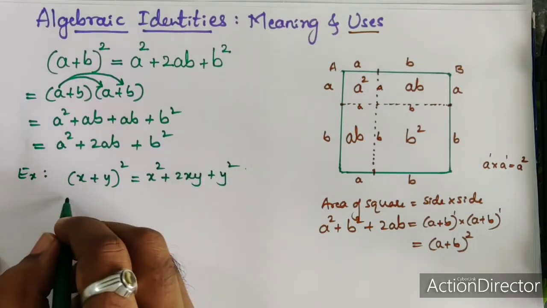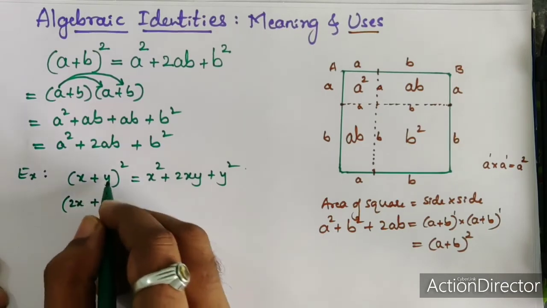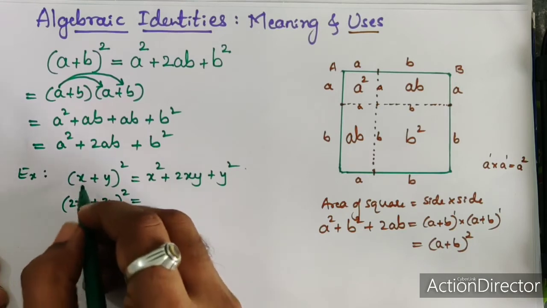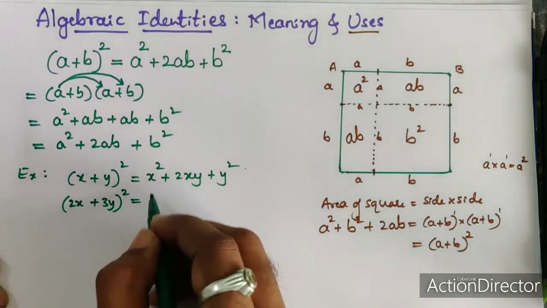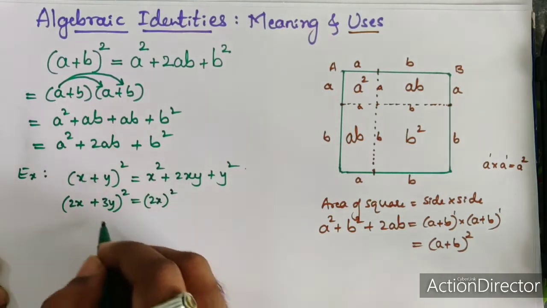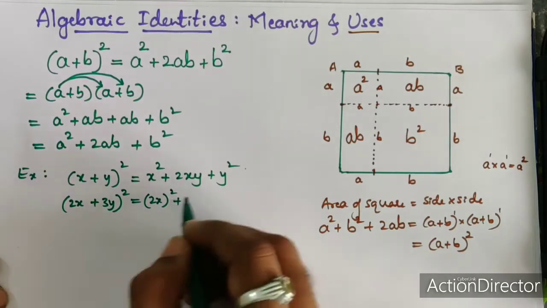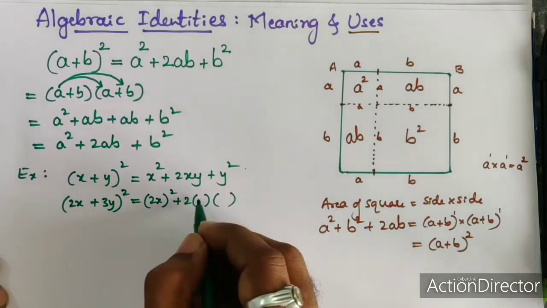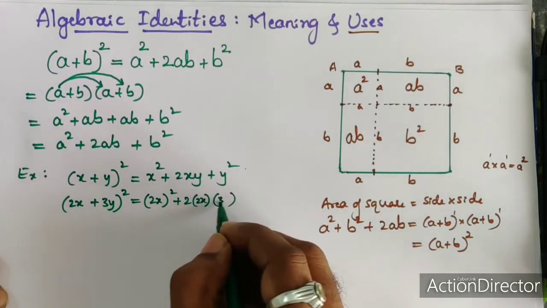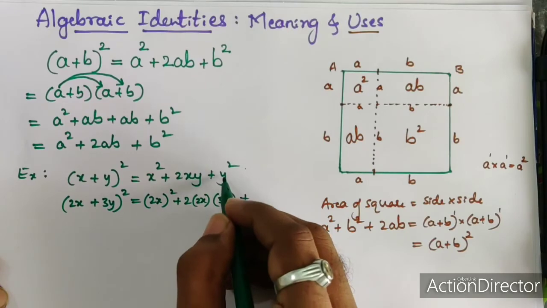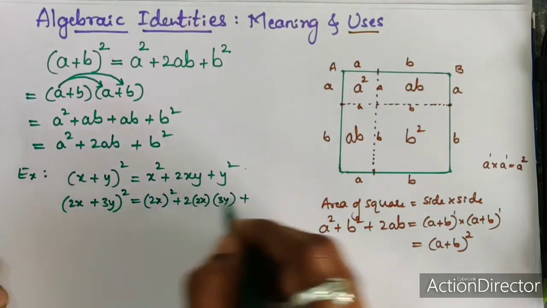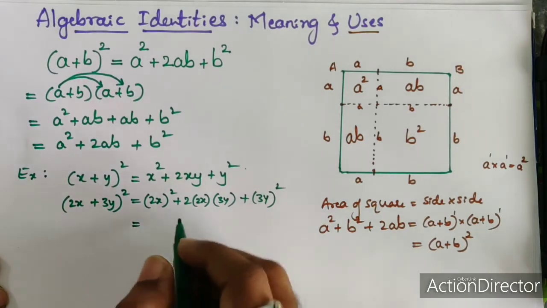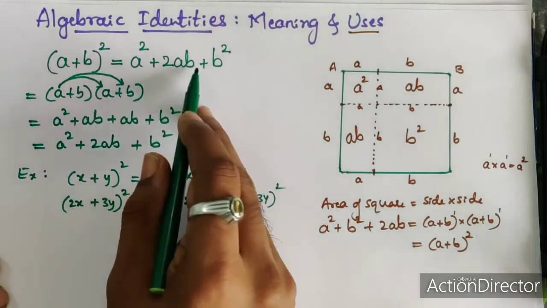Okay, suppose in place of x if I keep 2x, in place of y if I keep 3y, whole square. In such situation, what is there in place of x? 2x is there. So you have to square 2x, then you have to take 2 into first number and second number. First number is 2x, second number is 3y, and lastly y square. In place of y square you have 3y whole square. So you can compare it with the original identity also.